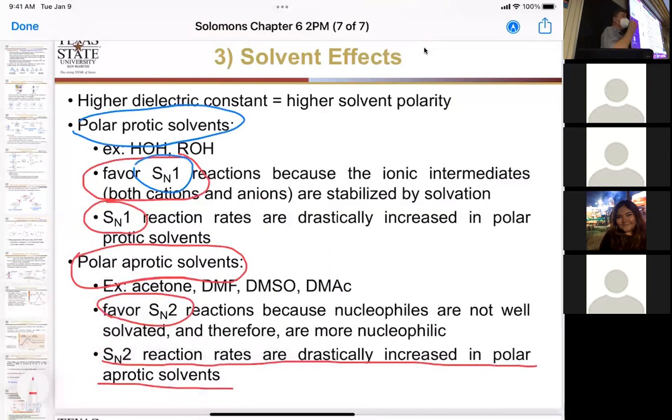Okay, so now we have 3 pieces of information that we look at: what kind of halide do I have? Okay, we know where that is. What kind of nucleophile do I have? And now, what kind of solvent do I have? That should be the last thing you need to say absolutely positively: it's SN1 or SN2.